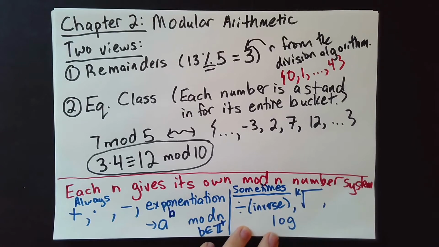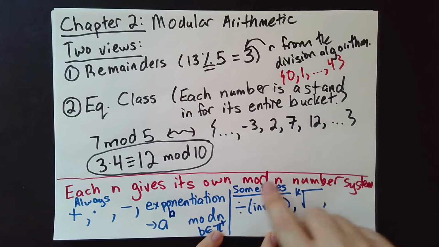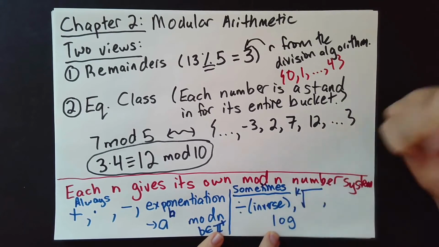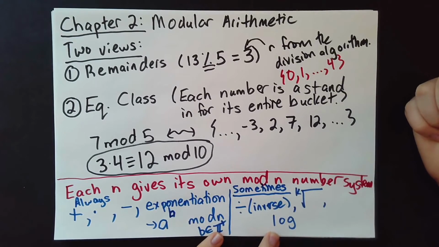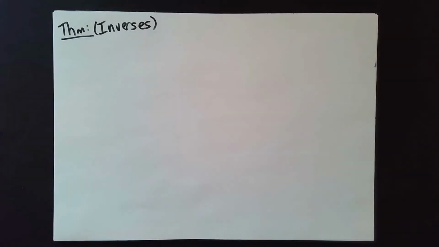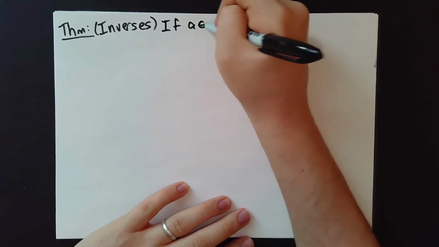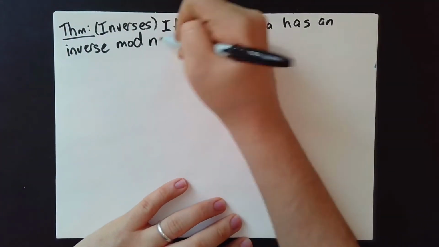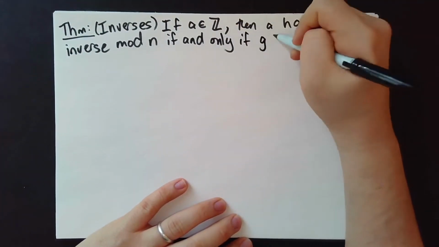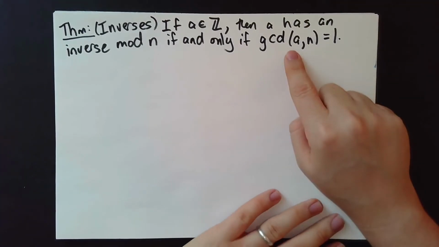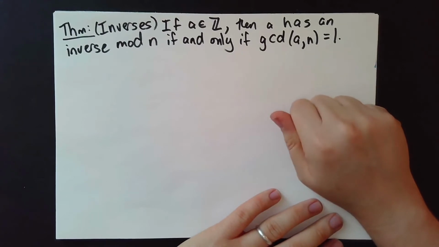And we've talked a little bit about when they do and when they don't and that kind of thing. But again, these are sometimes operations that behave a lot like the real numbers. All of these things that are only sometimes defined mod n, they're also only sometimes defined in the real numbers. Our biggest theorem this week is this theorem on inverses, which says if a is an integer, then a has an inverse in the mod n world if and only if the greatest common divisor of a and n is 1. Or another way to say that is if and only if a and n are relatively prime.